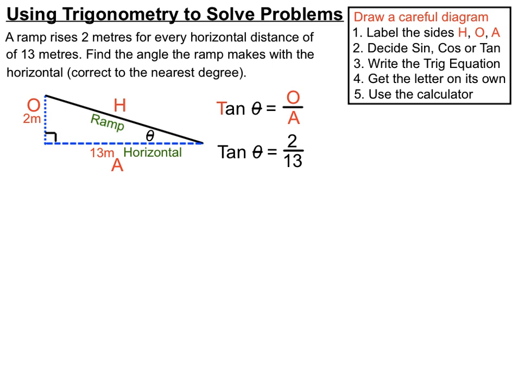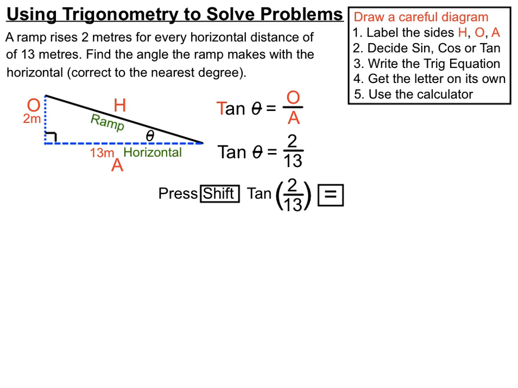Now can you remember from the video on finding angles what we have to do here that's a bit different? We have to remember to do something special when we're finding an angle, and that is to press Shift tan or Shift cos or Shift sine. So in this case we're going to press Shift tan and enter 2 over 13 in our fraction button, and then put an extra bracket.